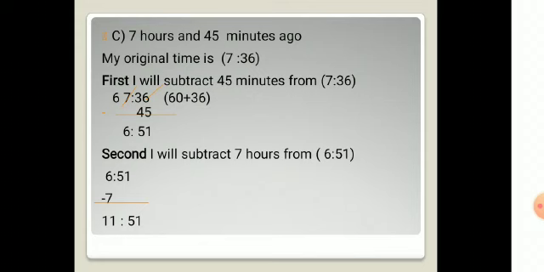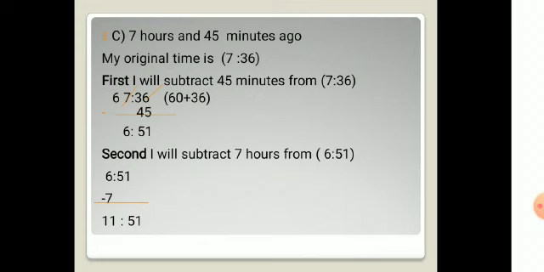So I have to put vertically 7:36 minus, first of all, as we learned before, I have to take the minutes first and subtract it. Then I have to subtract the hours. So I have to subtract 45 minutes from 36. Can I subtract 45 from 36? No, of course not, as we learned before.